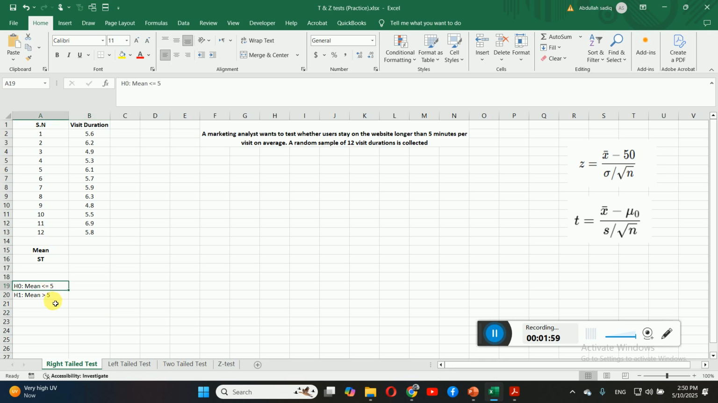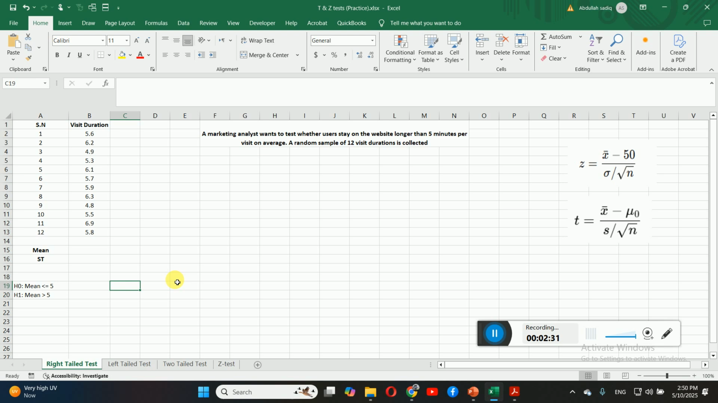Look at what the marketing analyst is interested in testing: he is checking whether the customer stays more than 5 minutes. This is a claim; we call it the alternative hypothesis. Where we have the equal sign, we say the customers are just staying 5 minutes or less. This is our null hypothesis. So now we are testing the null hypothesis, using the T statistic, to see whether we can reject the null hypothesis or fail to reject it.